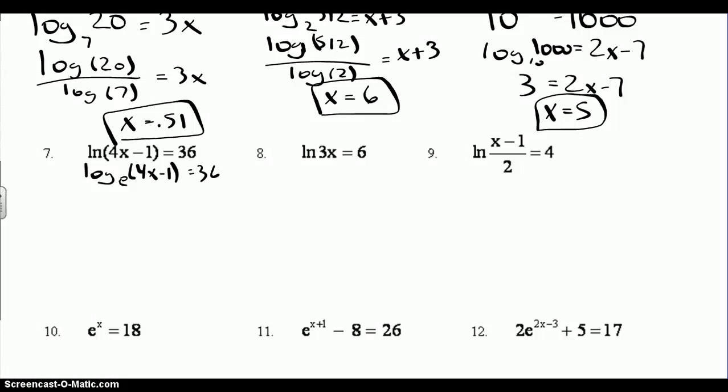So now I can rewrite in exponential form. e to the 36th equals 4x minus 1. That's going to come out to be a big number. But remember it says round to the nearest hundredth. And when you put this on your calculator, you should get something that says 1.077807 e to the 15th.